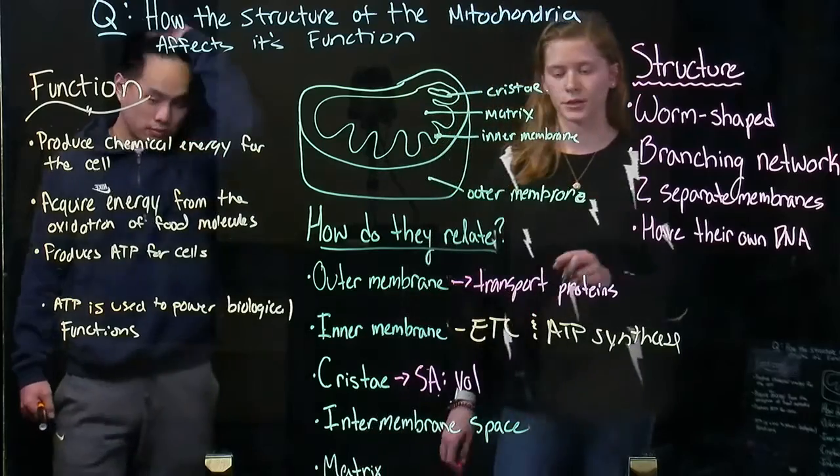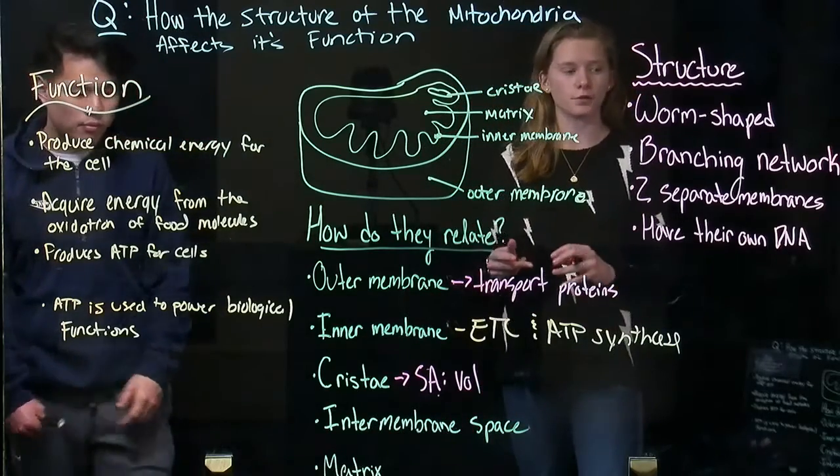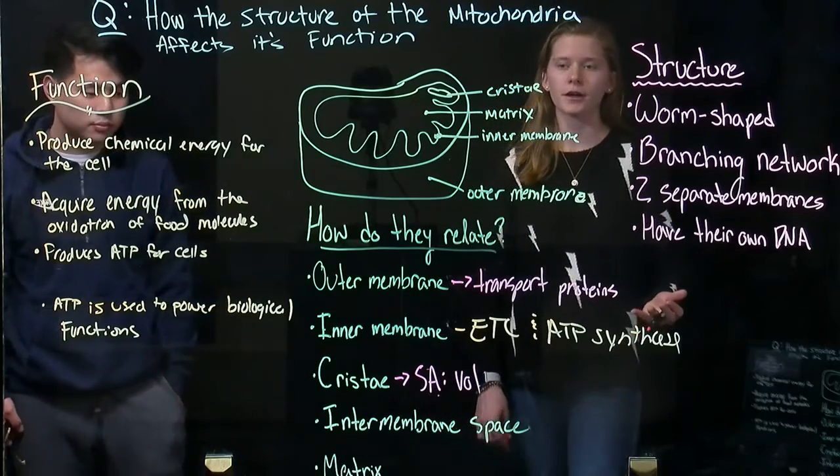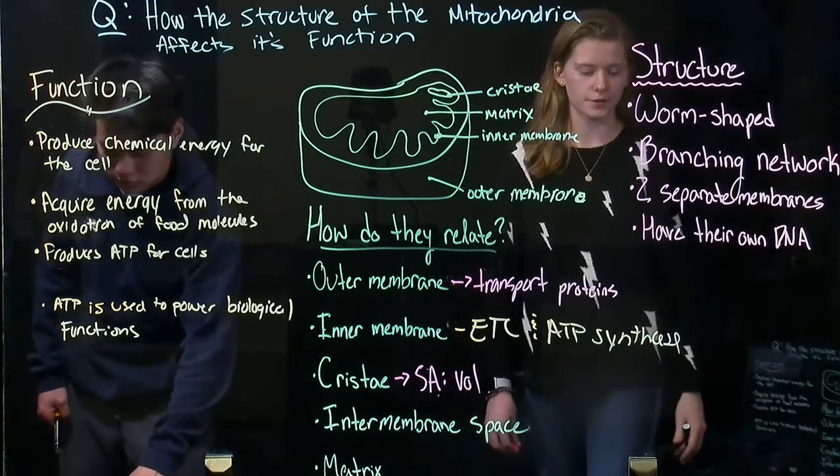So next is the cristae, which its main function is to increase the surface area to volume ratio. And this is extremely important because the cristae is highly folded within the cell, and this will basically allow for more reactions to occur, so it can produce more energy for the cell.